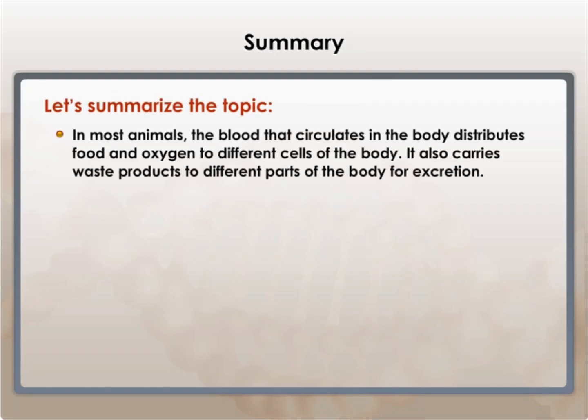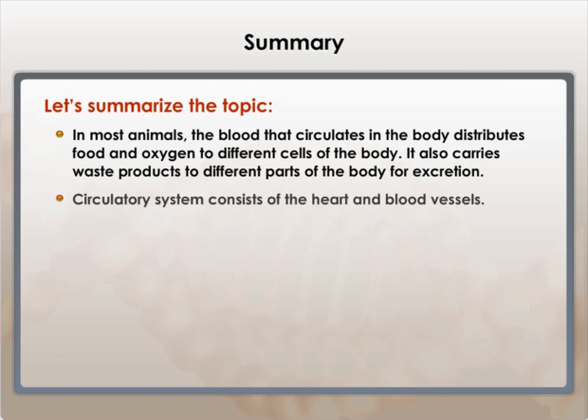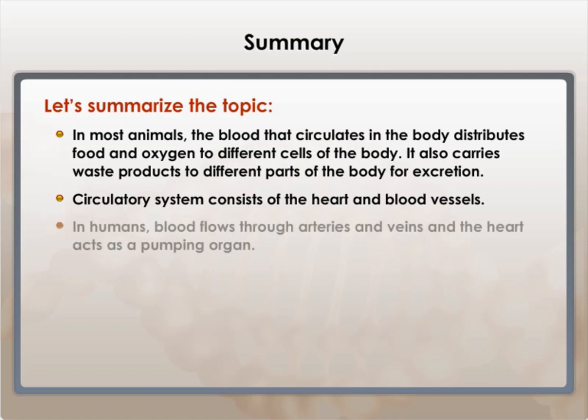Summary. Let's summarize the topic. In most animals, the blood that circulates in the body distributes food and oxygen to different cells of the body. It also carries waste products to different parts of the body for excretion. Circulatory system consists of the heart and blood vessels. In humans, blood flows through arteries and veins, and the heart acts as a pumping organ.